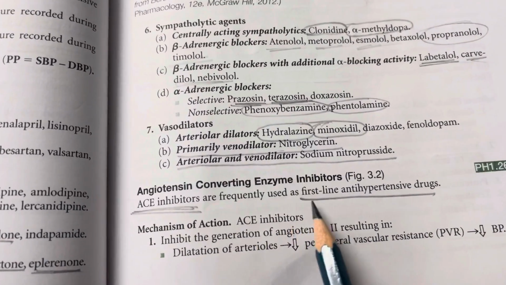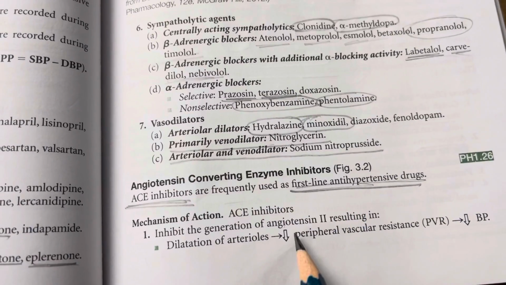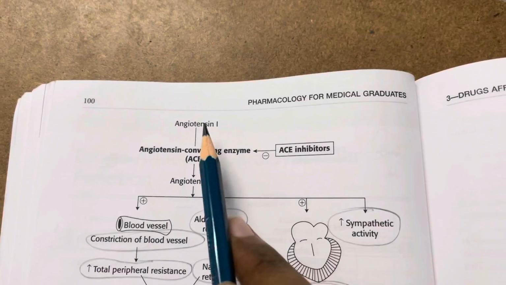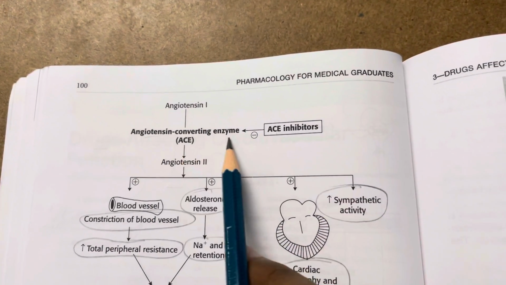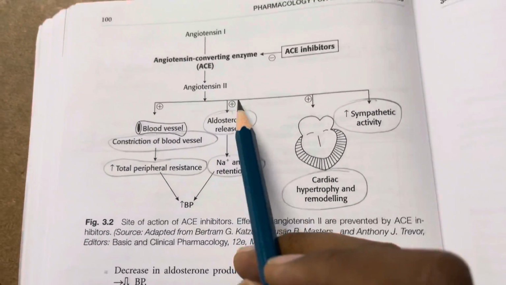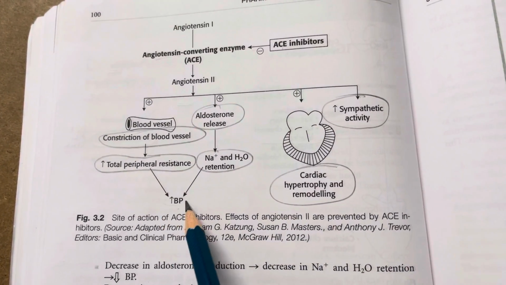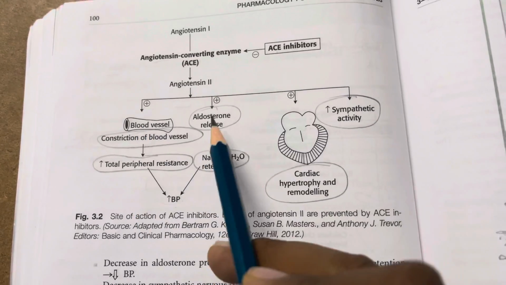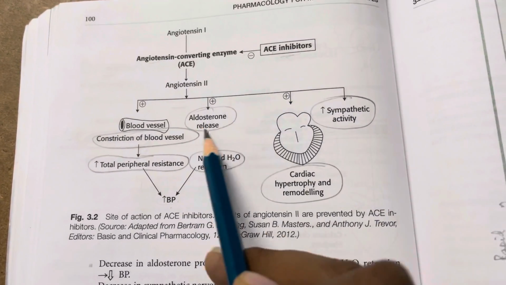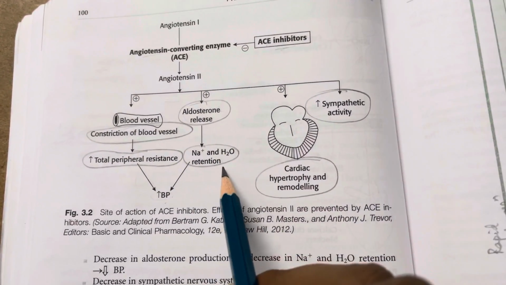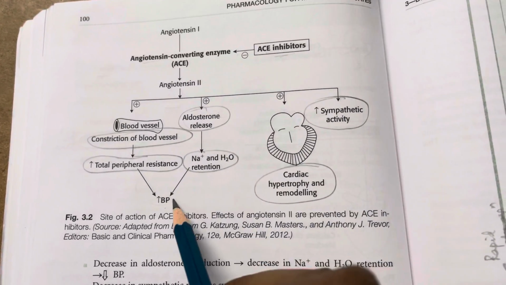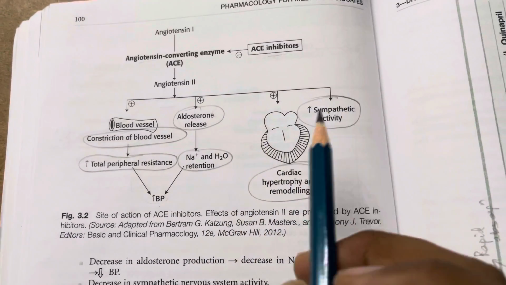Moving on to ACE inhibitors, they're the first line antihypertensive drugs. The mechanism of action is: ACE converts angiotensin 1 to angiotensin 2, and ACE inhibitors prevent this step. Angiotensin 2 constricts the blood vessel, increases total peripheral resistance, which causes increase in BP. So this is prevented, and there's a decrease in BP when you use ACE inhibitors. Also, aldosterone release causes Na plus and H2O retention. That also causes increase in BP, but that is prevented by ACE inhibitors.